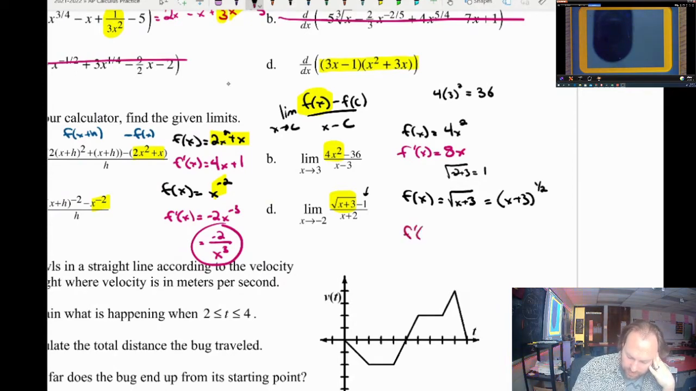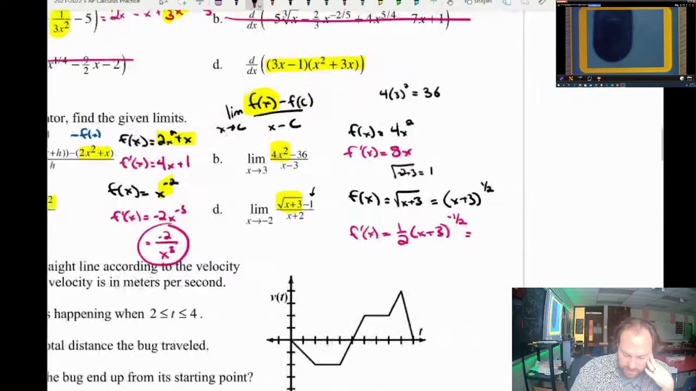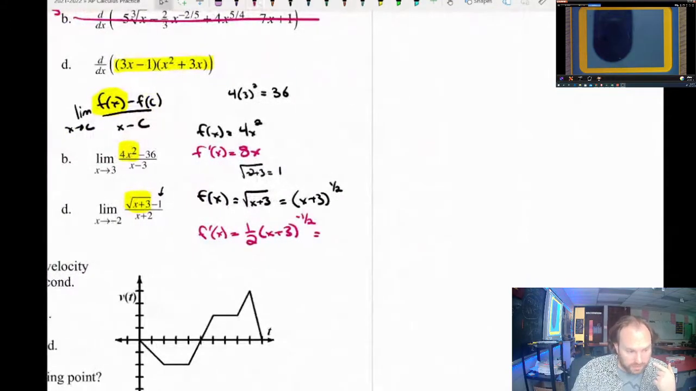F prime of x now is going to equal 1/2 in front times x plus 3 raised to the negative 1/2 power, which you could then rewrite by moving that negative exponent to the bottom of the fraction: 1 over 2 times the square root of x plus 3.